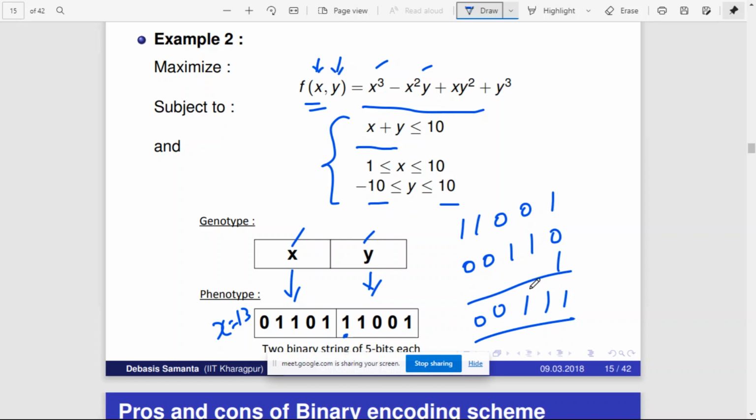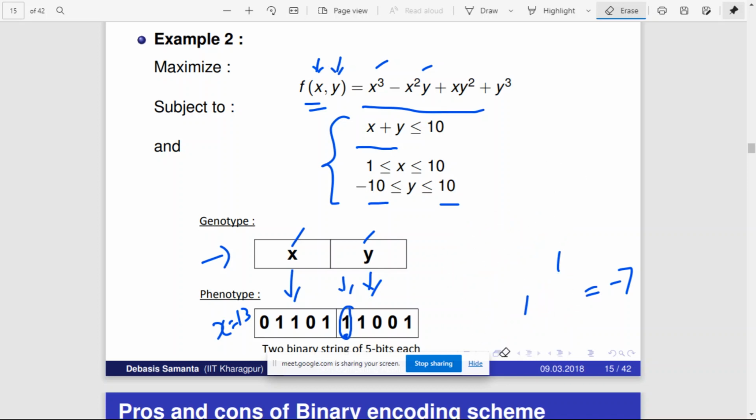4 2 1. 4 plus 2 is 6, plus 1 is 7. But you can see here this is a sign bit, it is 1, so probably it is minus 7. So here y is considered as minus 7. So this is a genotype, and this is the phenotype, right? I will give you one example, you tell me what is the genotype for that. Phenotype is nothing but one possible value that that particular genotype variable can take.